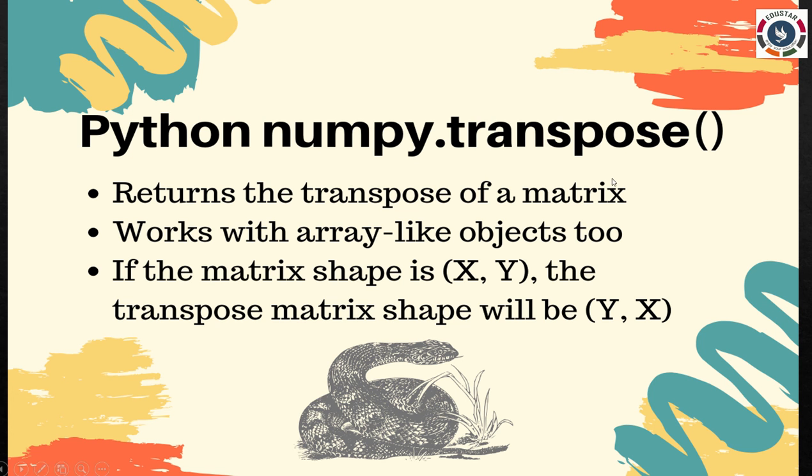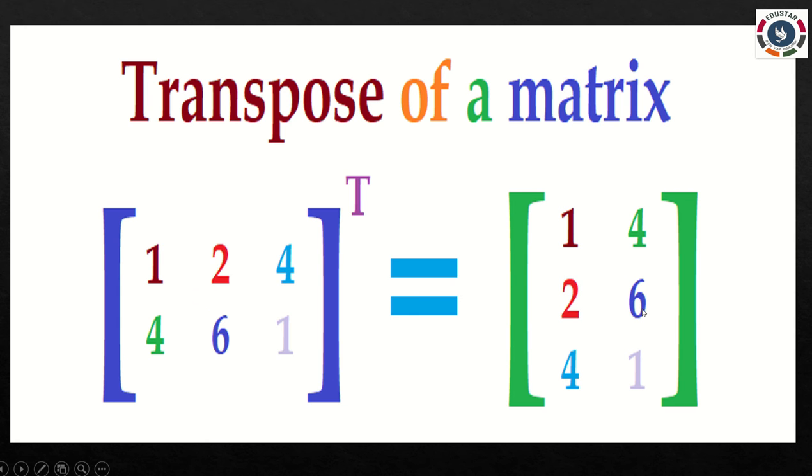It returns the transpose of the matrix. It works with an array-like object. If the matrix shape is x comma y, the transpose of the matrix shape will be y comma x. So like this we are going to transpose. See here, the transpose of a matrix. Here I am going to give a 2 cross 3 matrix, correct? 1 2 3 in the first row, and the second row. After transpose, what will happen? It will be changed to a 3 cross 2 matrix. This is the meaning of transpose of a matrix.